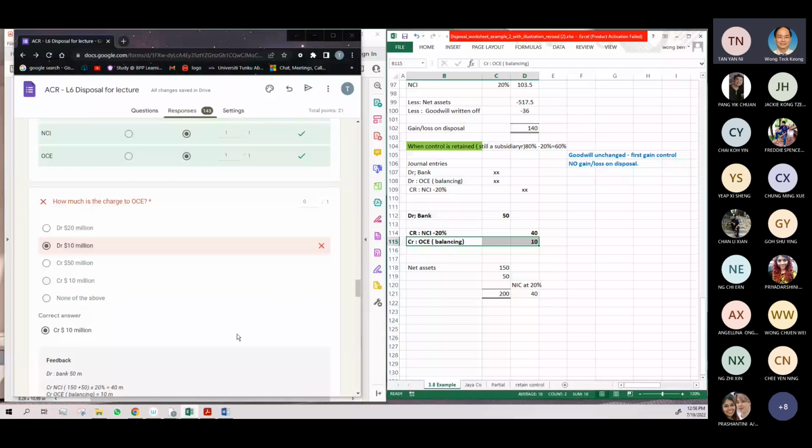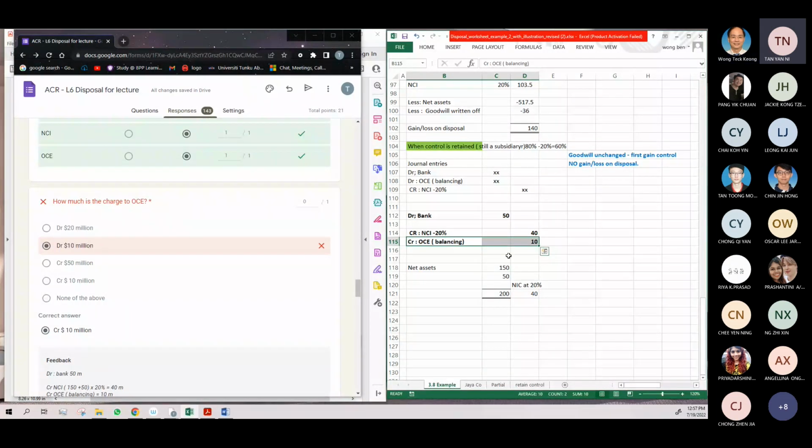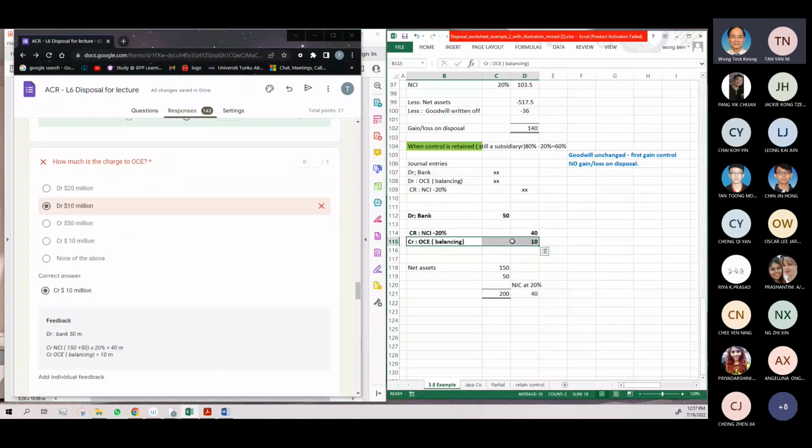Or you debit 10 million should be, so the amount charged to OCE should be credit. Understand? Because it's just easier for you to pass the double entries, so you know whether the bank amount is higher or the NCI is higher.